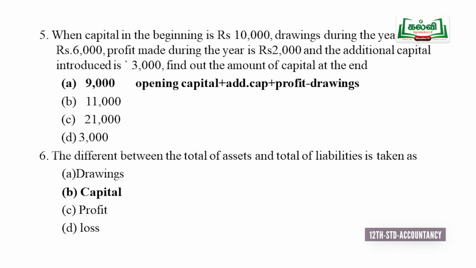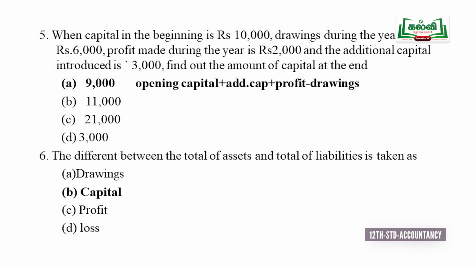When capital at the end is the missing information, we have to take the opening capital. To the opening capital, we have to add only two items, that is additional capital and profit, and subtract drawings. So, the answer is A, 9,000. Opening capital 10,000, add additional capital 3,000, add profit 2,000, minus drawings 6,000. So, the answer is A, 9,000.